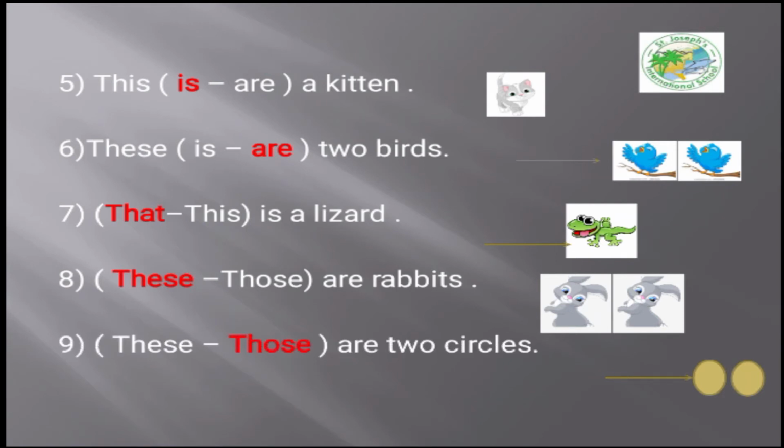Here we have two circles and they are far from the sentence. So do we choose these or those? Of course, we're going to choose those.